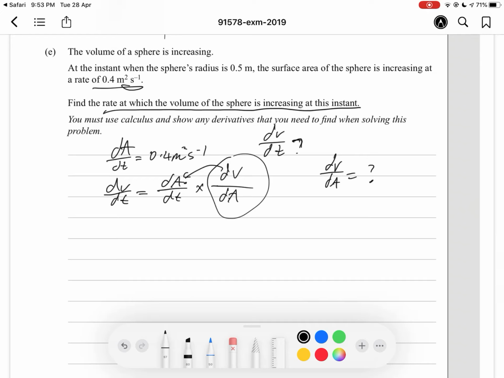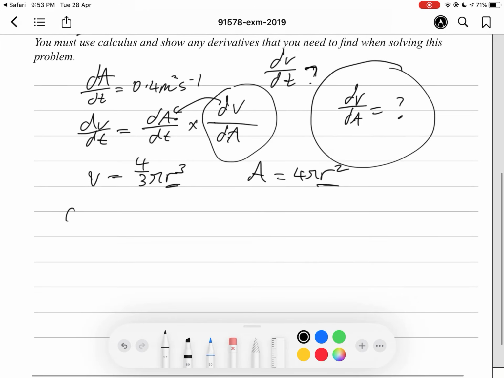Alright, so we know that if we go to our formula sheet, we should find that the volume of the sphere is V equals 4 over 3 pi r cubed, and the area equals 4 pi r squared. As you can see, it's really difficult to find dV over dA. However, V and A have a common r in both equations. So using this common r, we can find dV over dA.